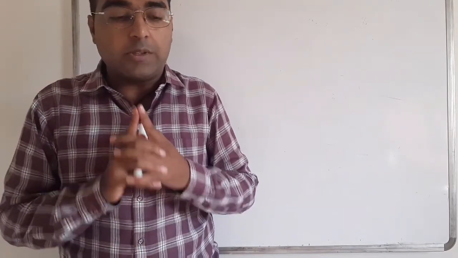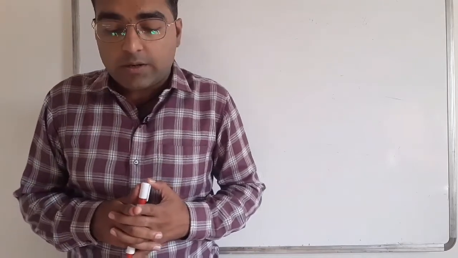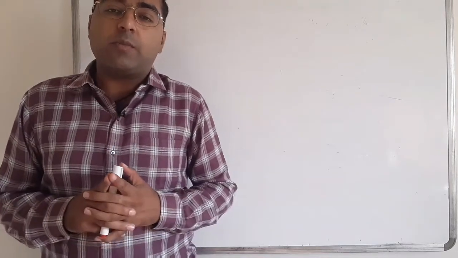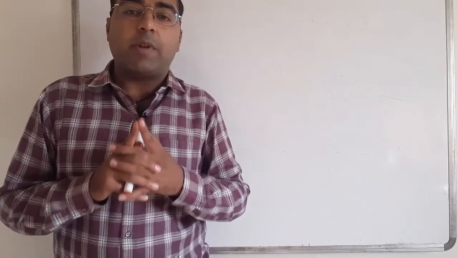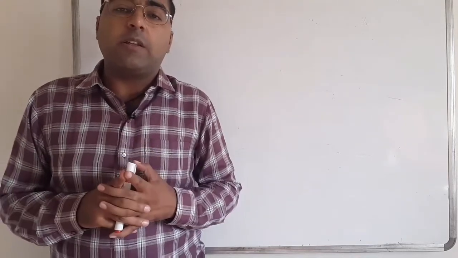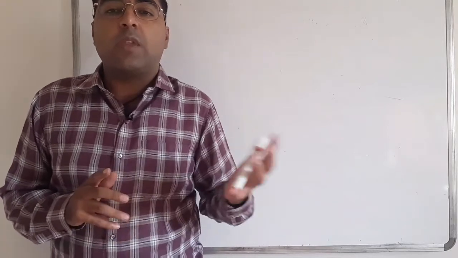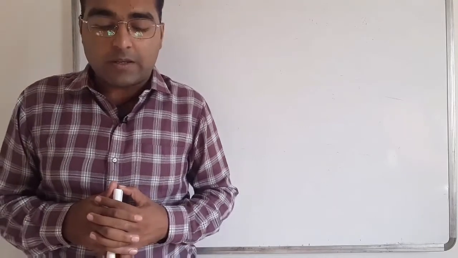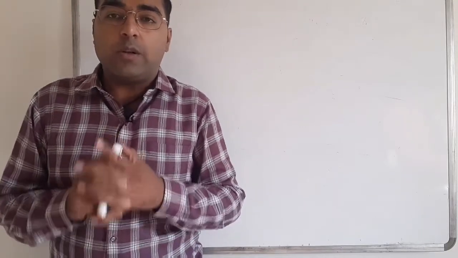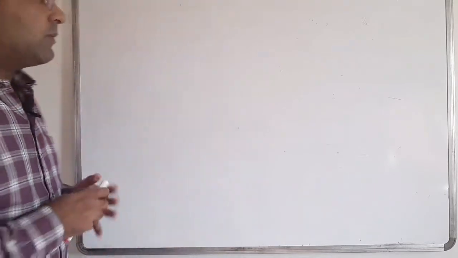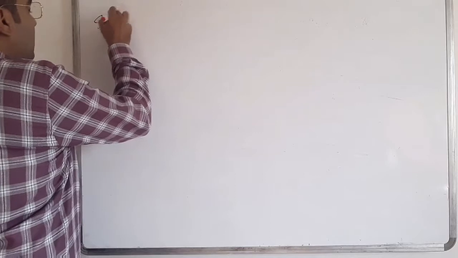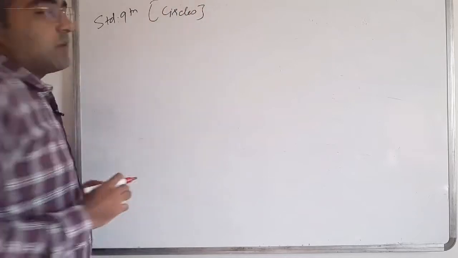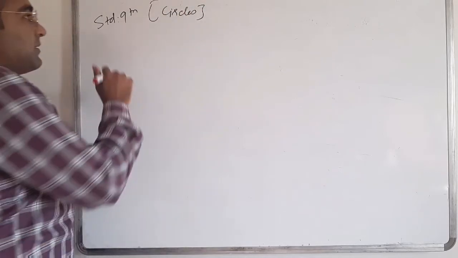So that theorem is important for the exercise 10.4, and one of the most important theorems is that the perpendicular from the center of the circle to the chord bisects the chord. So these two kinds of theorems we have to do in the exercise 10.4. Let's start without wasting our time. So standard 9, we are learning about the standard 9. Name of the chapter is circles, and exercise 10.4.